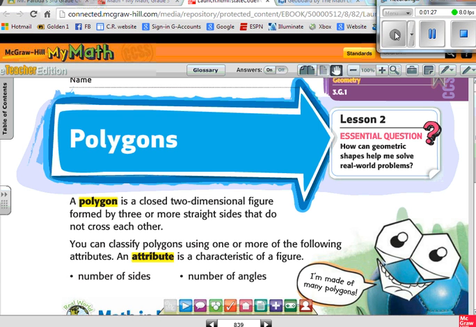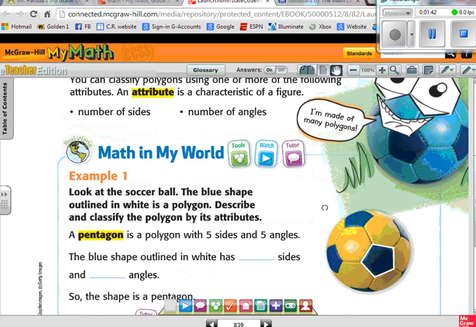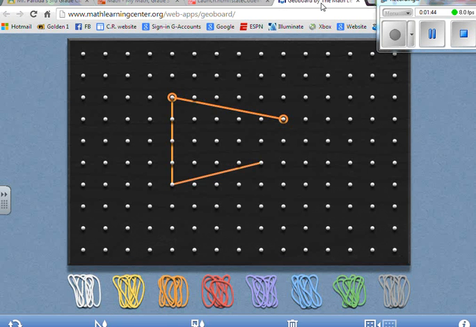It says you can classify polygons using one or more of the following attributes. An attribute is a characteristic of a figure, the number of sides and the number of angles. This particular polygon has how many sides? Three. How many angles? Here's 1, 2, 3 angles. The number of angles is the same as the number of its sides. So if it has 3 sides, it's probably going to have 3 angles. And this is called a triangle.